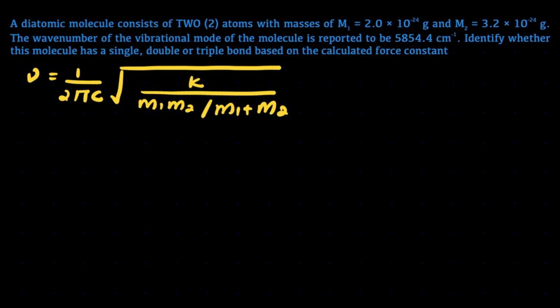This one is unchanged, 5854.4 per centimeter, so it should be equivalent to 1 over 1.8857 times 10 to the power of 11 centimeter per second, times the square root of k divided by 1.2308 times 10 to the power of negative 24 grams.